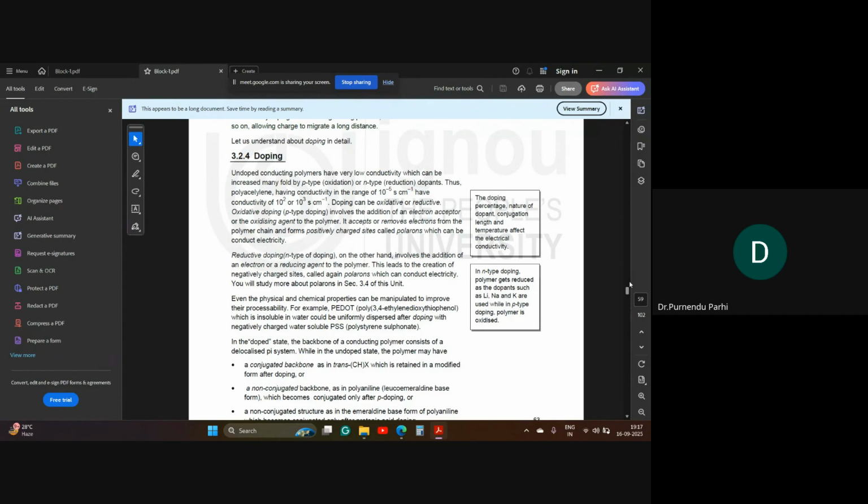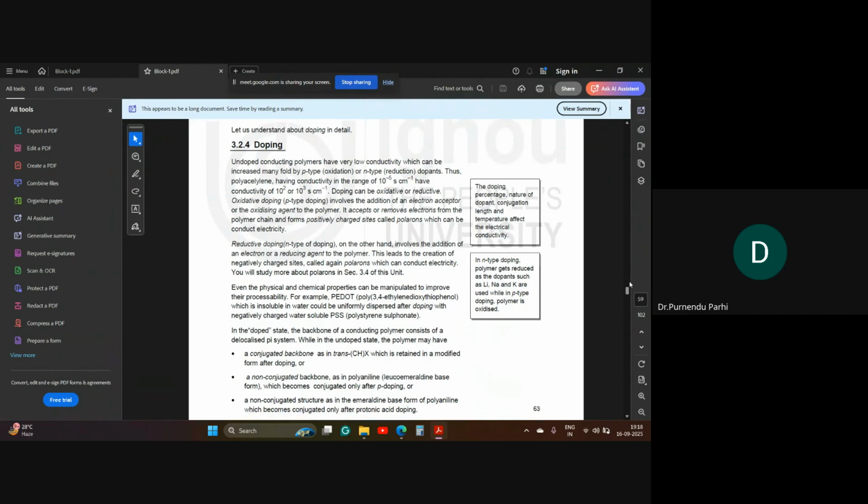Even the physical and chemical properties can be manipulated to improve the processability. For example, poly 3,4-ethylenedioxythiophene, which is insoluble in water, could be uniformly dispersed after doping with negatively charged water soluble polystyrene sulfonate. So, a polymer which was initially insoluble in water can be solubilized just by adding a dopant. So the dopant has a greater role to play.